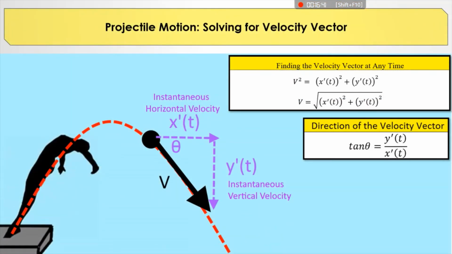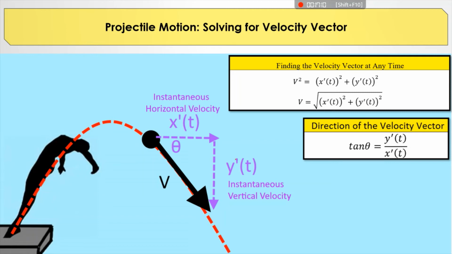Last thing, if I want to solve for the total velocity vector, we can do that. So our total velocity vector is how fast we're going total at any time on the arc. What we can do is take our instantaneous horizontal velocities. That's how fast we're traveling horizontally right now, which is a derivative. So that's my x prime of t, the derivative of my horizontal displacement, which is my horizontal velocity in terms of time. I can do the same thing for my vertical velocity.